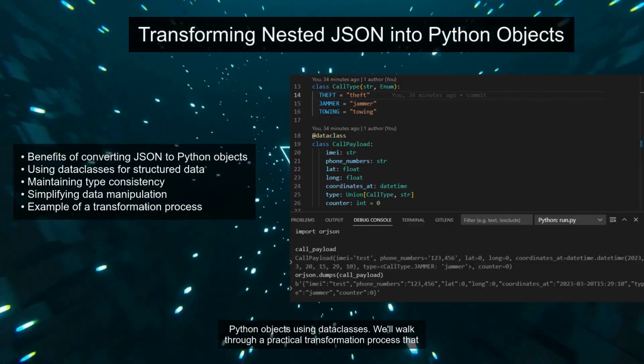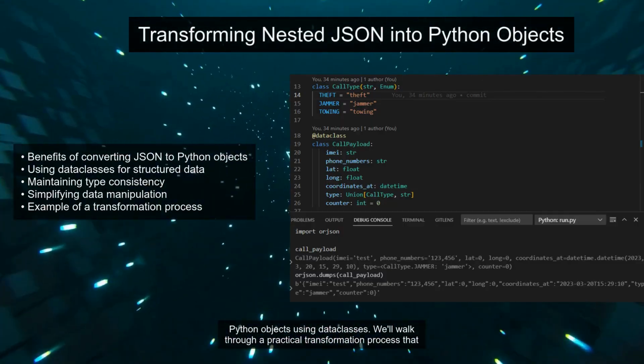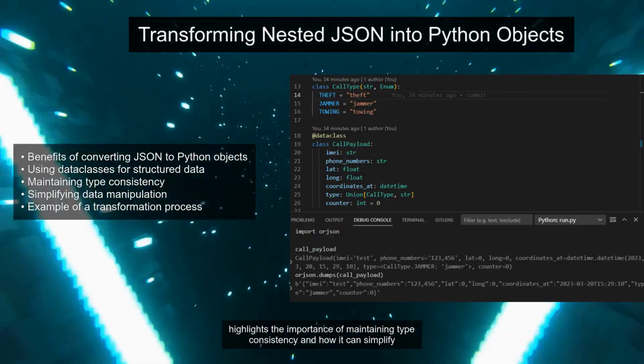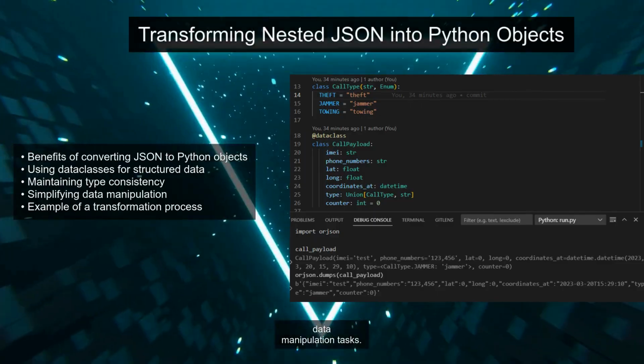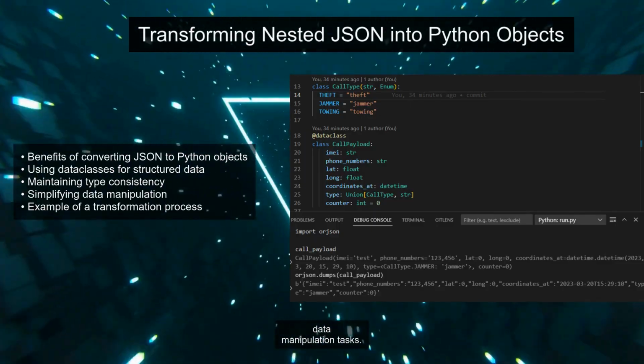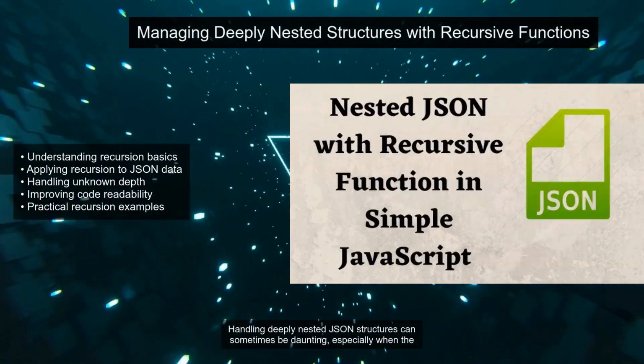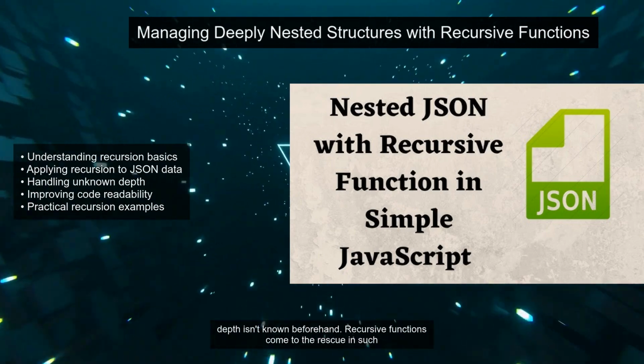In this block, we'll explore how to structure nested JSON data as Python objects using data classes. We'll walk through a practical transformation process that highlights the importance of maintaining type consistency and how it can simplify data manipulation tasks. Handling deeply nested JSON structures can sometimes be daunting, especially when the depth isn't known beforehand.